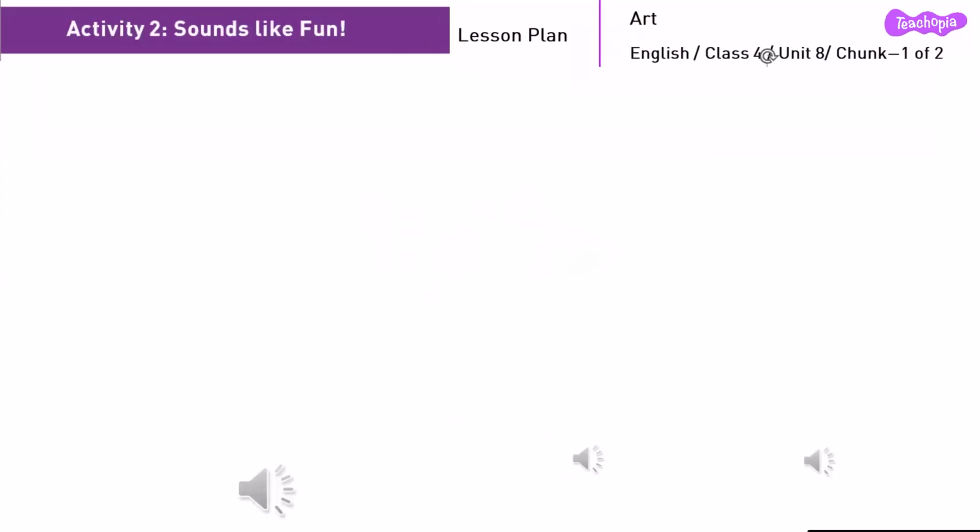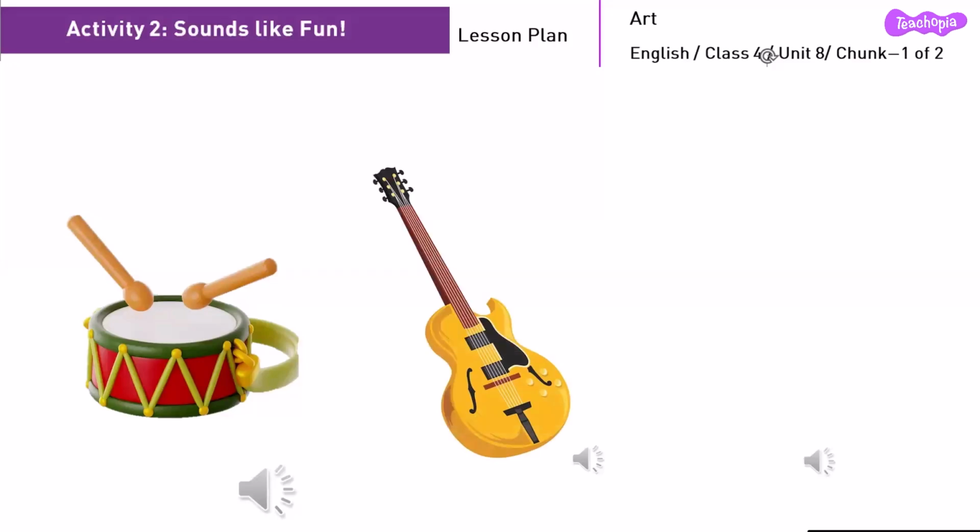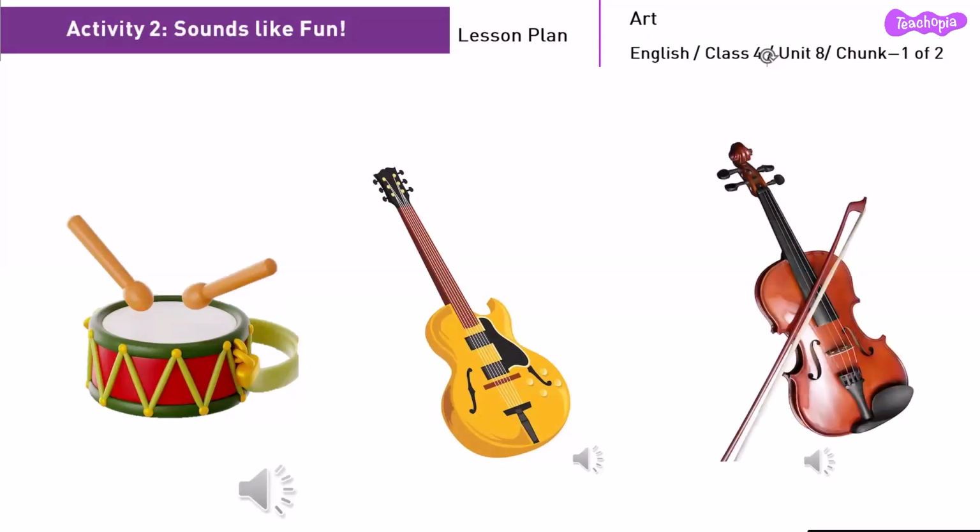Here we have a drum, a guitar, and a violin. After that, we can make sure the children know what sound they make. For example, a drum makes a sound like. Similarly, a guitar will make a sound like.